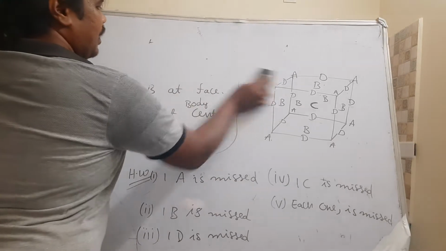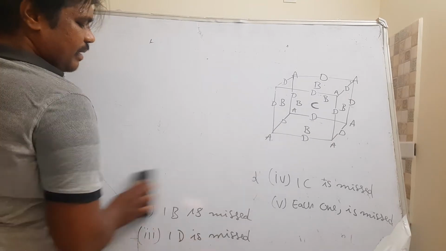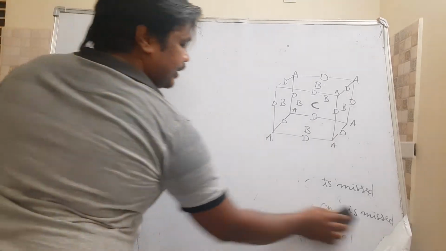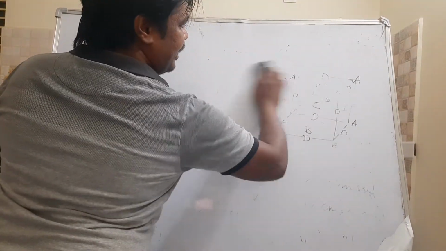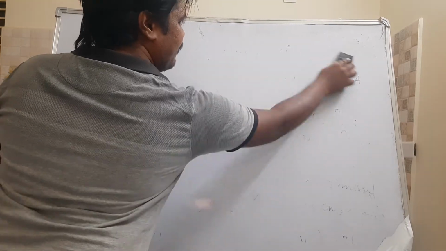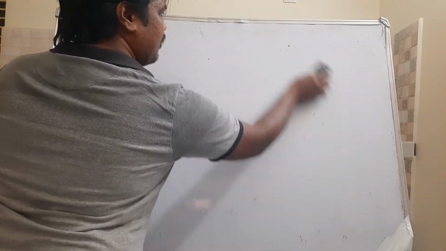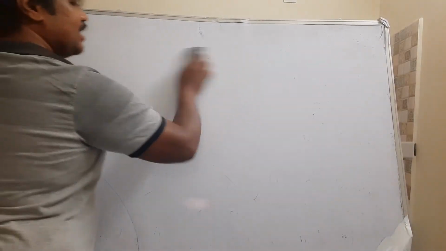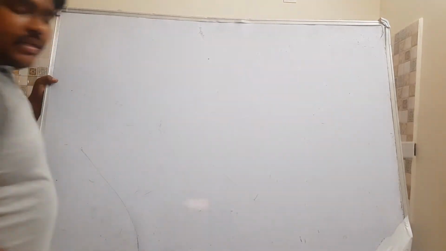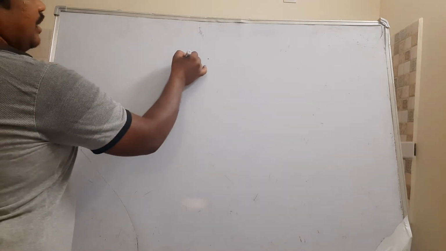Now, some important information I am going to give you. These 1 by 8, 1 by 2, 1 by 4 are the contributions of lattice points towards cubic unit cells, whereas when a hexagonal unit cell is given in the problem, the contributions are somewhat changed.